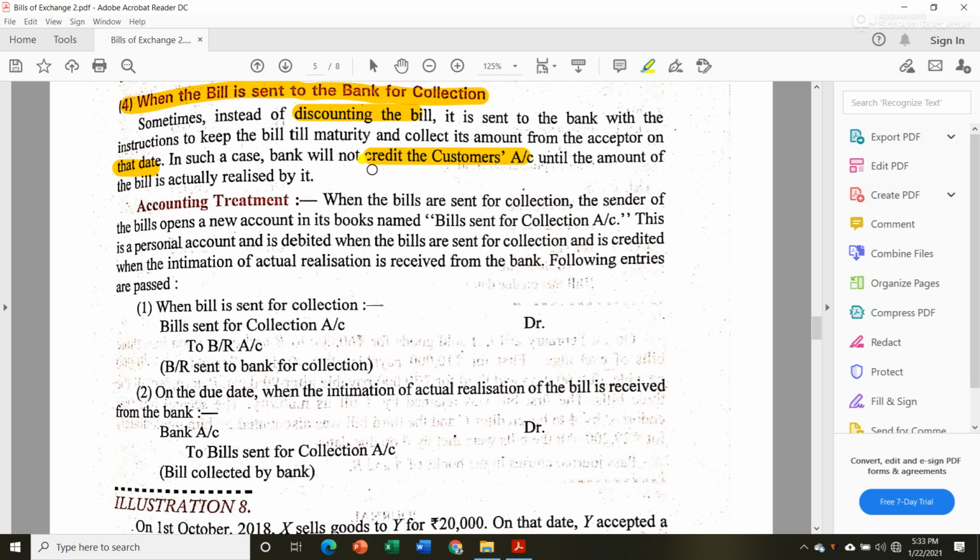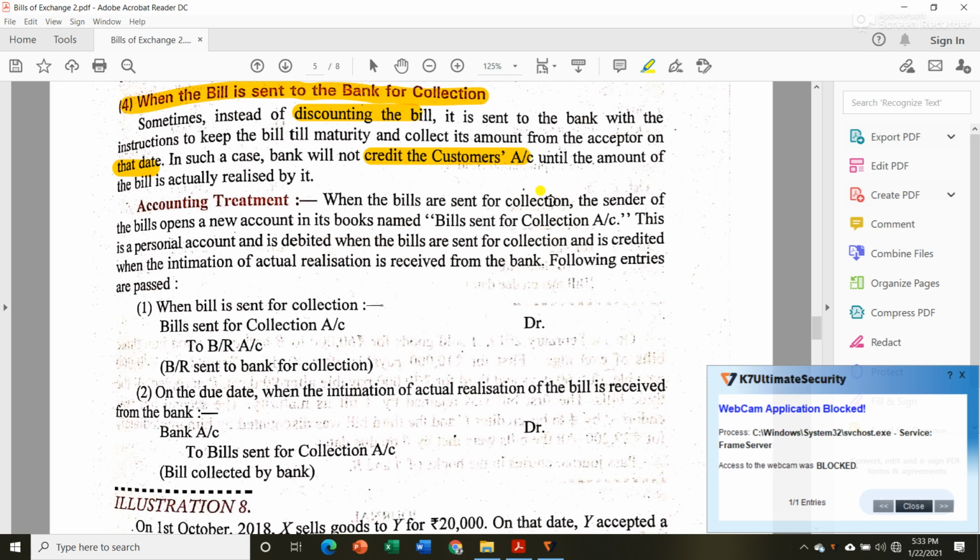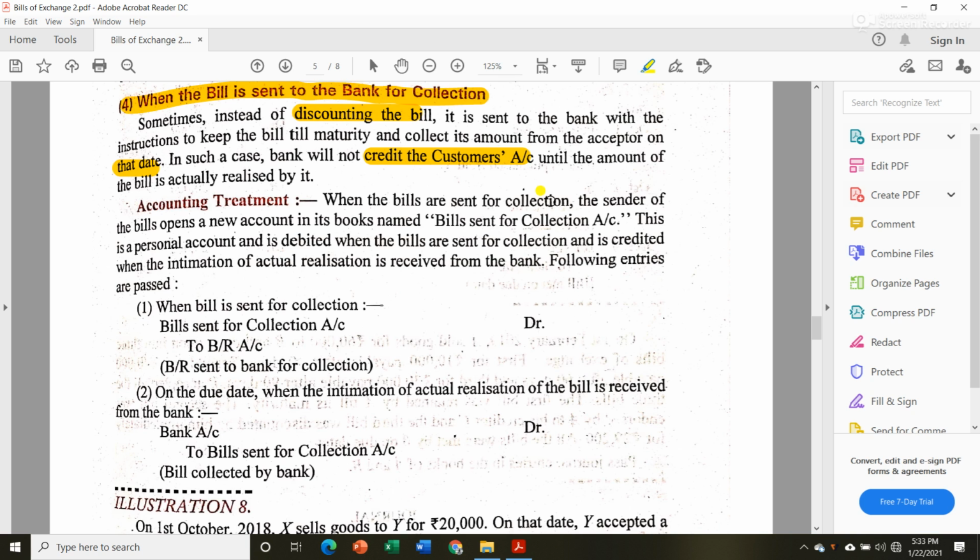acceptor. Now what is the accounting treatment for this kind of transactions? Now when the bills are sent for collection, suppose I received an acceptance from Mr. X and today itself I sent that bill to the bank for collecting that money on maturity date. So today itself the bank will not credit my account. They will open a new account. The sender of the bills opens a new account in its book named Bills Sent for Collection.